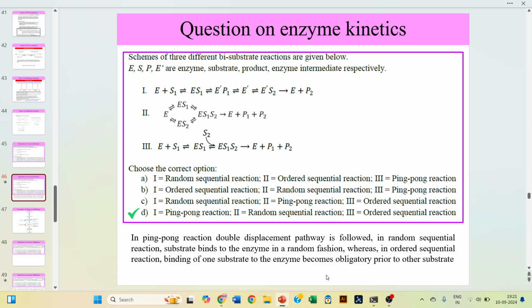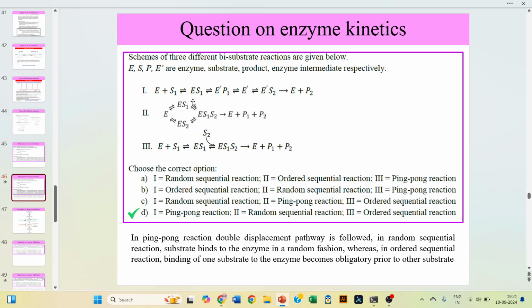So in a ping pong reaction, a double displacement pathway is followed. Initially you get this intermediate, E star is the intermediate. Then there is a displacement, and product P1 goes out, and only then S2 comes and binds and gives the product P2. So this is definitely a double displacement reaction, and this is your ping pong reaction.